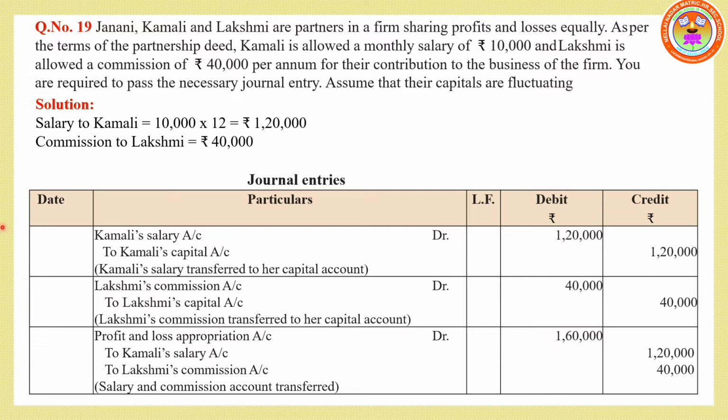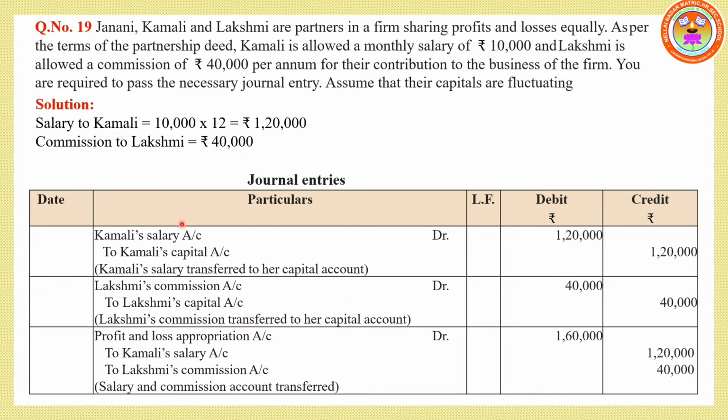First, Kamali's salary account debit to Kamali's capital account credit. So Kamali's salary is transferred to her capital account. Then Lakshmi's commission account debit to Lakshmi's capital account credit 40,000. So Lakshmi's commission is transferred to her capital account.